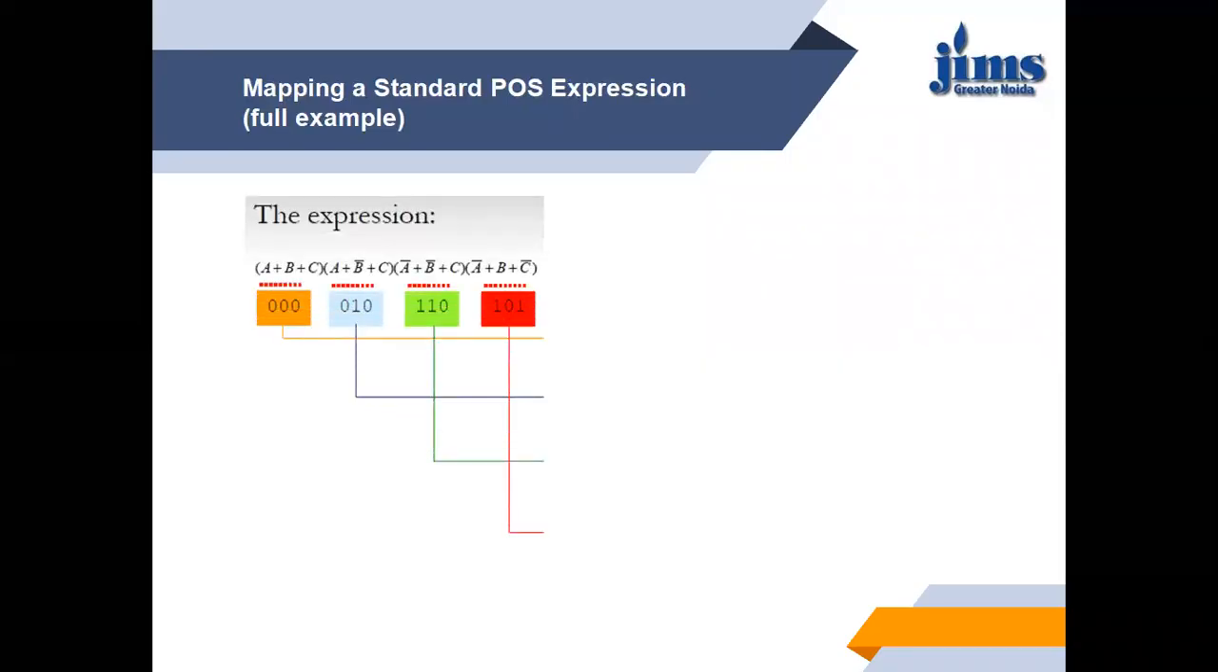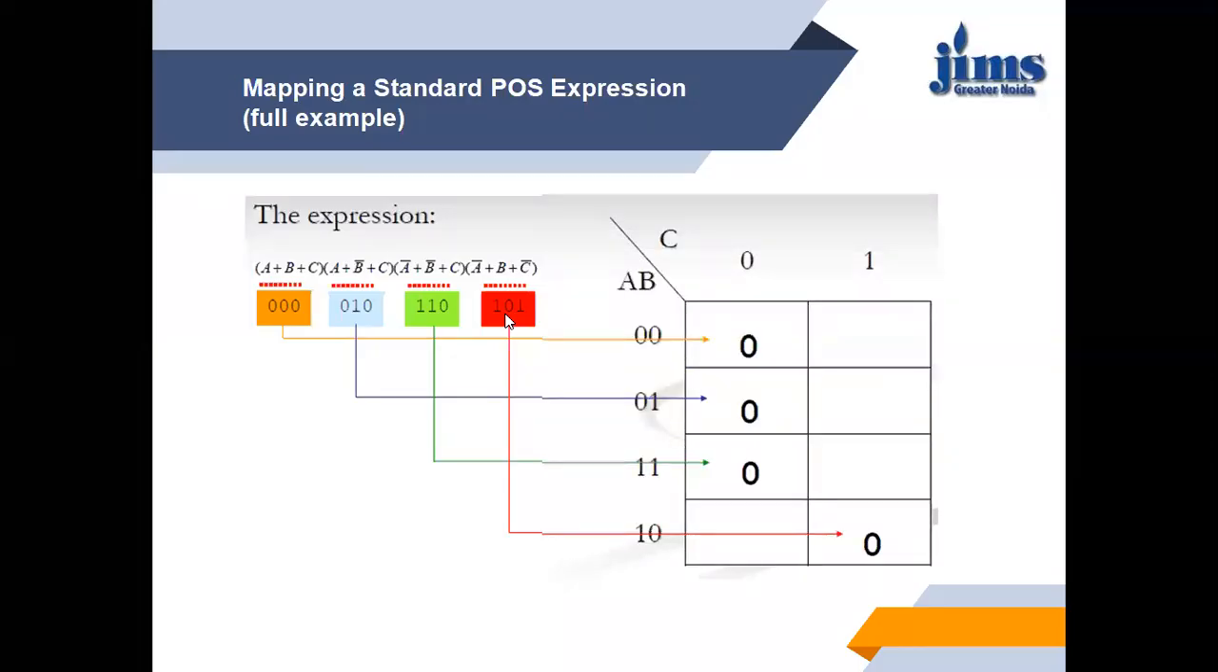Suppose we have an expression A plus B plus C. It is nothing but, in case of POS, 0, 0, 0. Now the next term is A plus B bar plus C. It will be 0, 1, 0. Next we have A bar plus B bar plus C, and A bar plus B plus C bar. So what we have to do is just write their corresponding binary values.